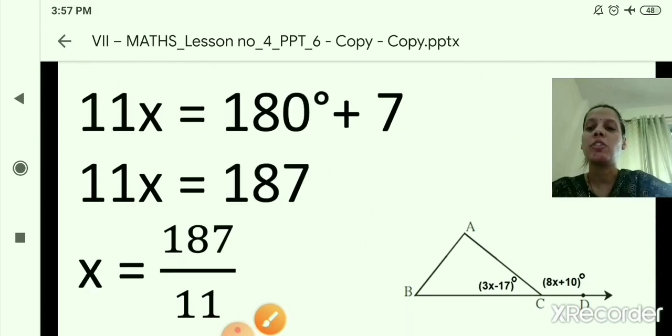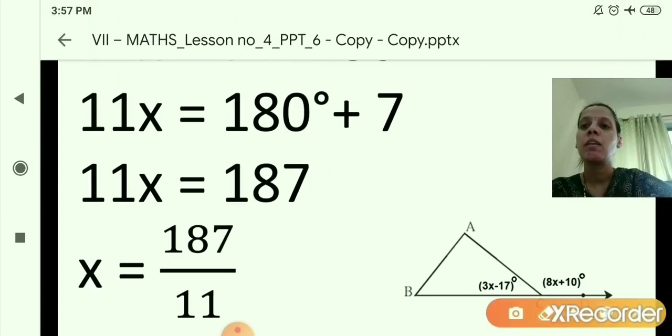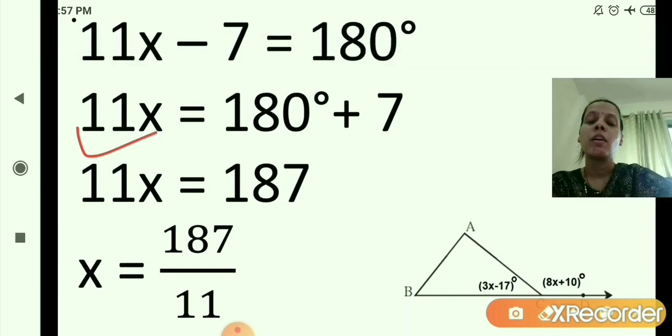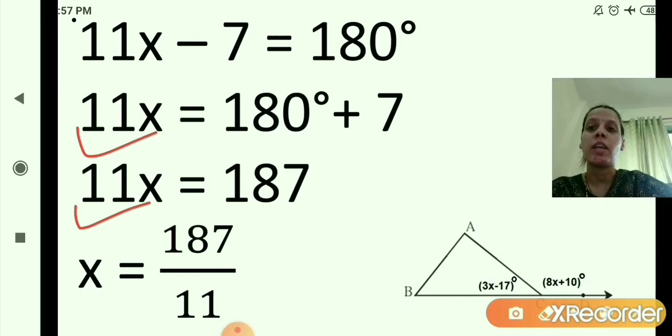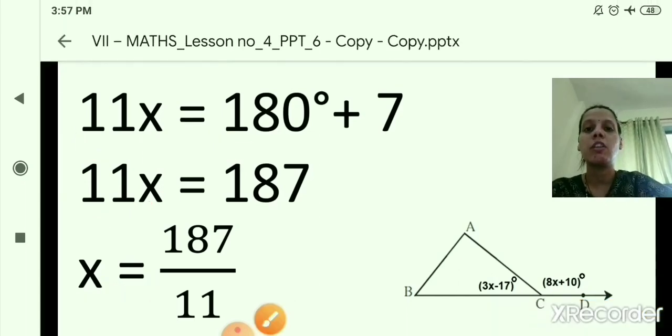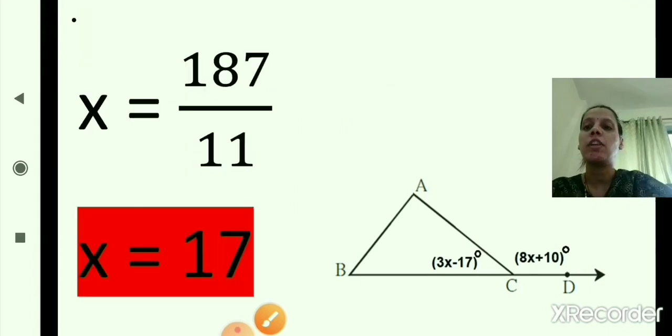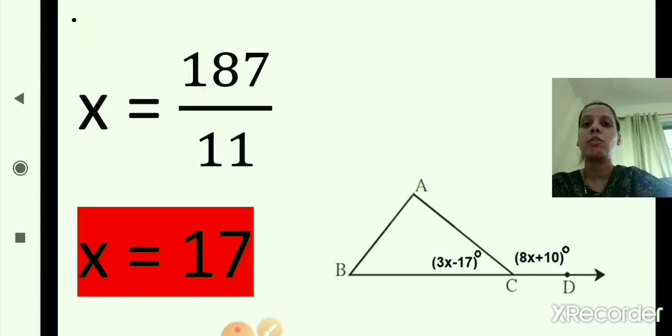In the next step, 11x is equal to 180 plus 7. So 180 plus 7 is 187, right? So 11x is equal to 187. The 11 will go to the right-hand side, so it becomes division. So x is equal to 187 divided by 11. Now do the division: 187 divided by 11 is 17. Now we got the measure of x, that is 17 degrees.